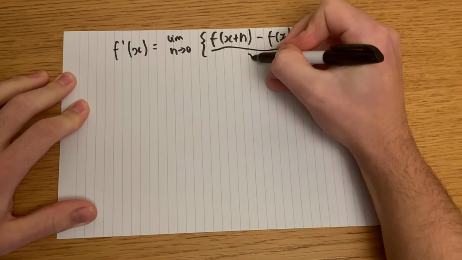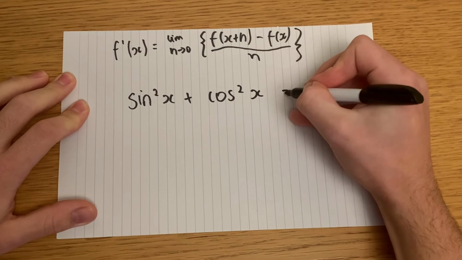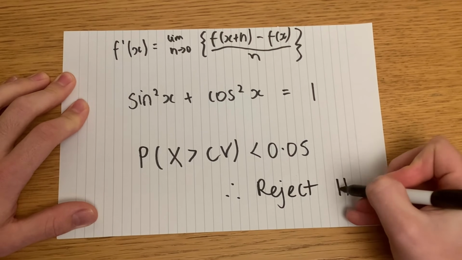For instance, why is it the limit as h tends to 0? Why does sine squared plus cos squared equal 1? Why do I reject h equals 0? All these questions asking why will really test if you actually understand what you're doing or if you're just memorising a procedure.